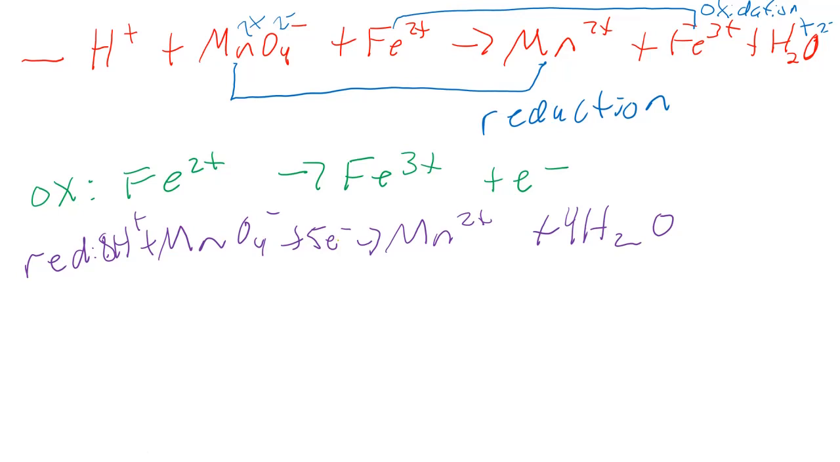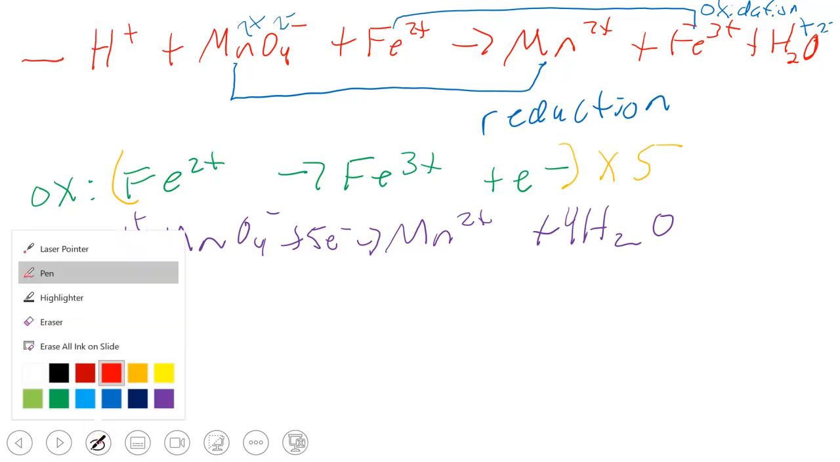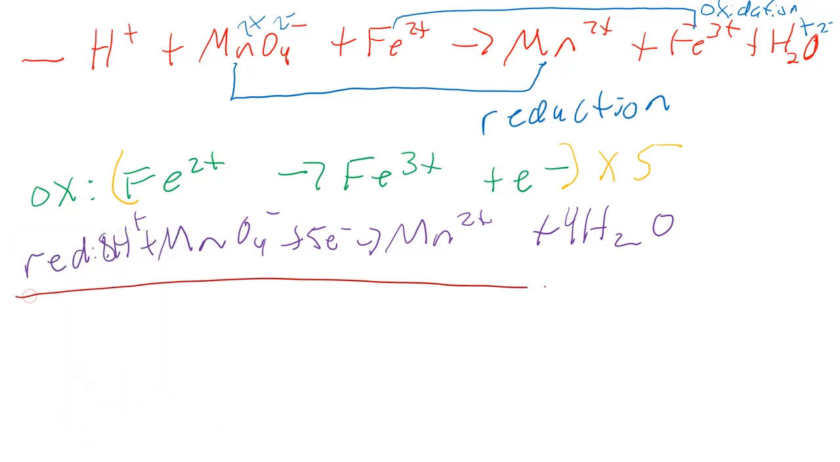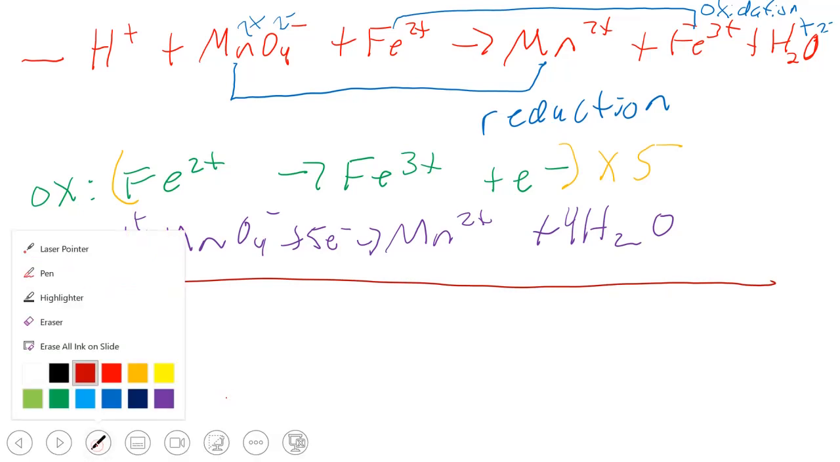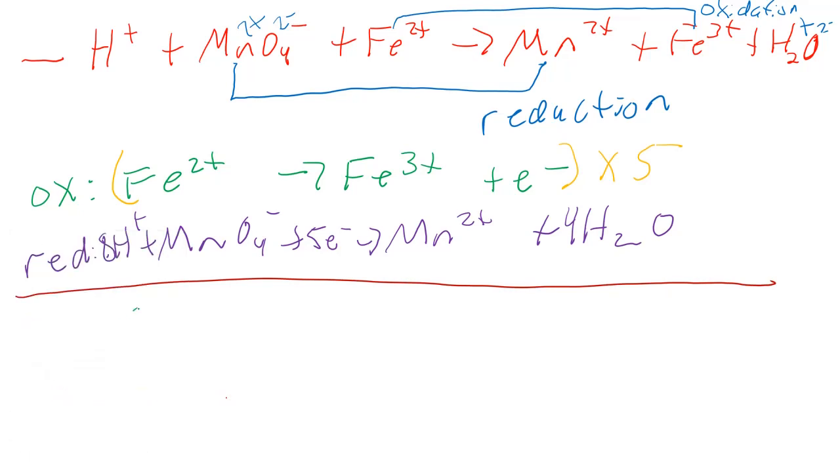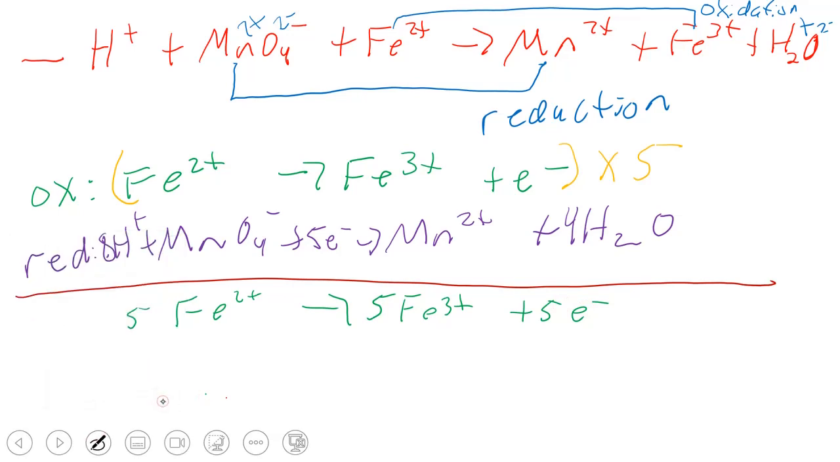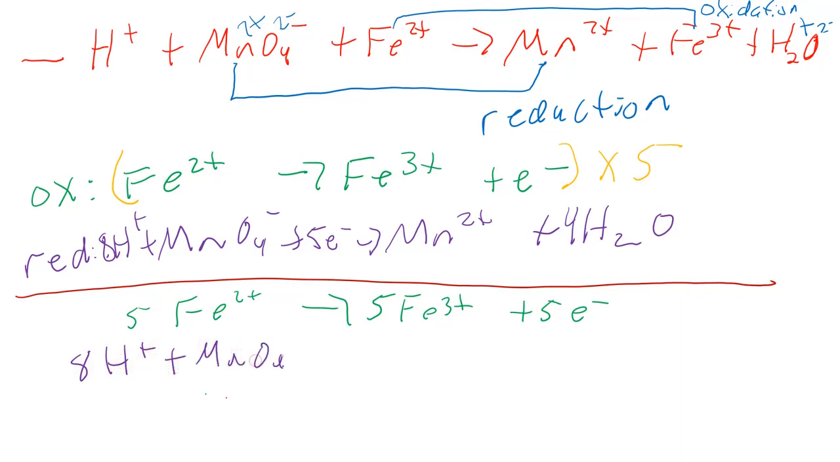So I have 5 electrons in the manganese reaction. I need 5 up here in my oxidation reaction. So I'm going to have to multiply that by 5. And when I do that, now I have, for my oxidation reaction, 5 Fe2+ gives me 5 Fe3+ plus 5e-. And then my reduction reaction, I can copy the way I've balanced it.